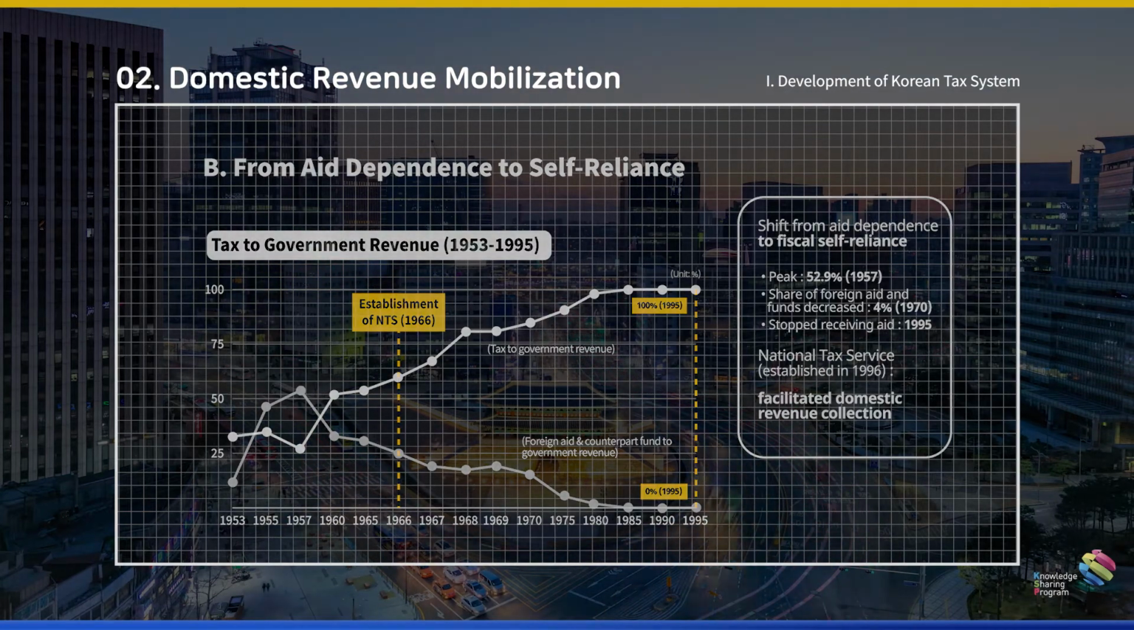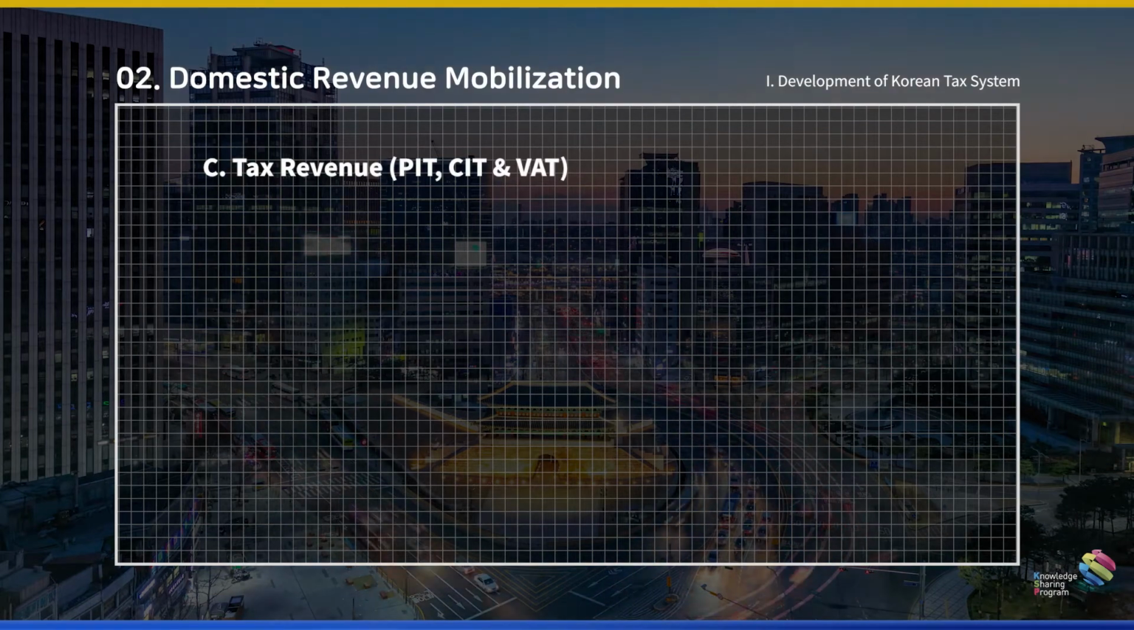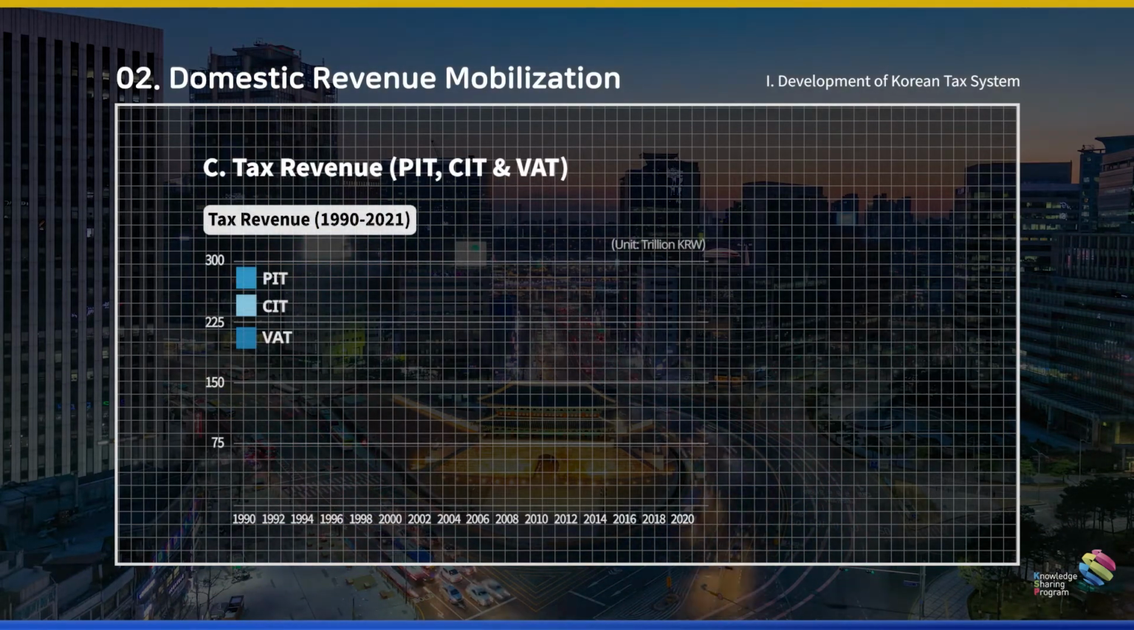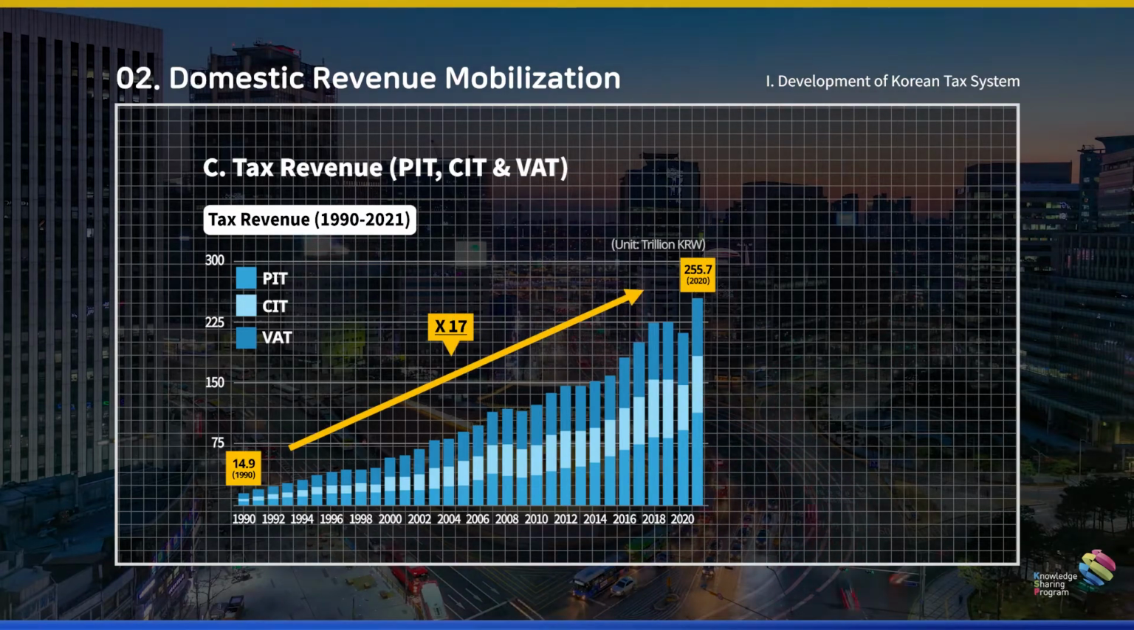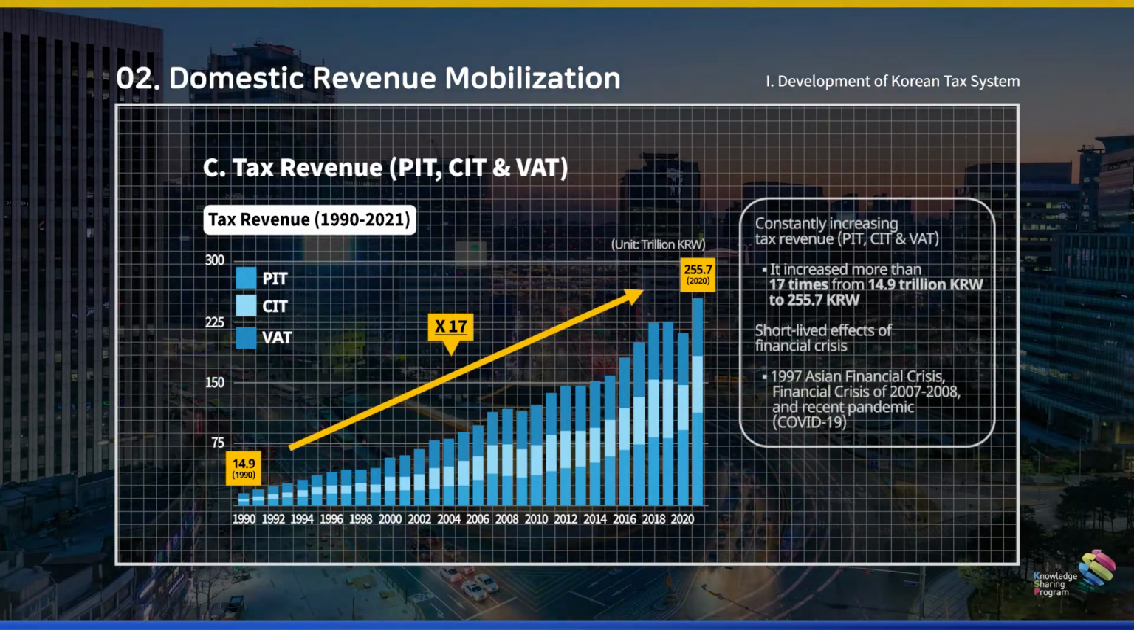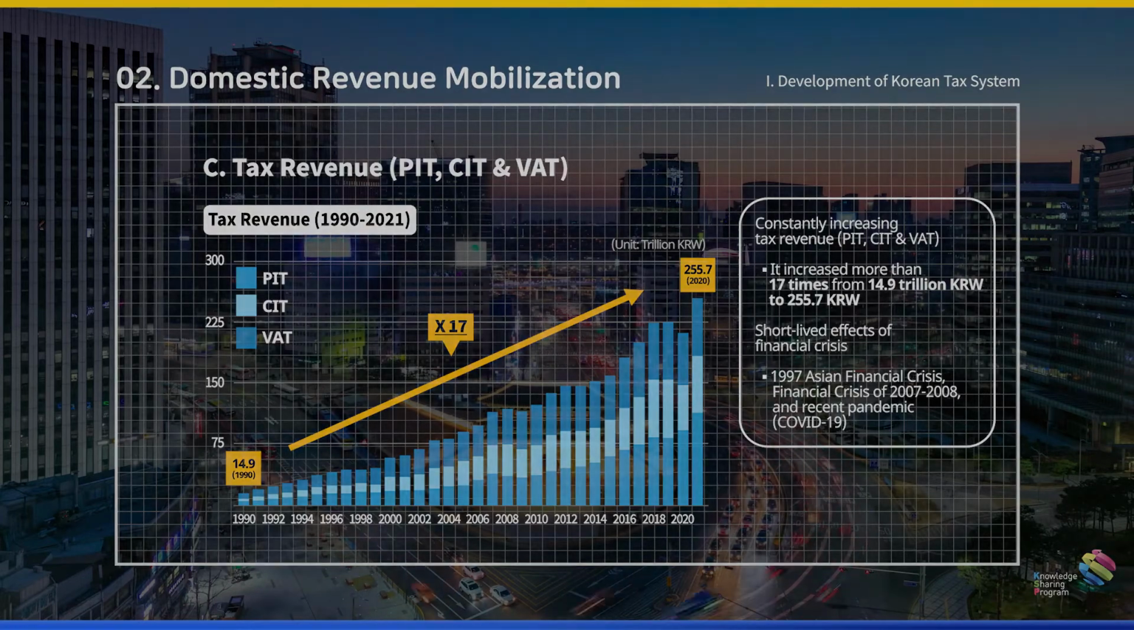revenue collection. Tax revenue, which is composed of the personal income tax, corporate income tax, and value-added tax, has been on a constant rise since the 1990s. It increased more than 17 times from 14.9 trillion Korean won in 1990 to 255.7 trillion Korean won in 2020, despite the major financial crisis that occurred within this period.